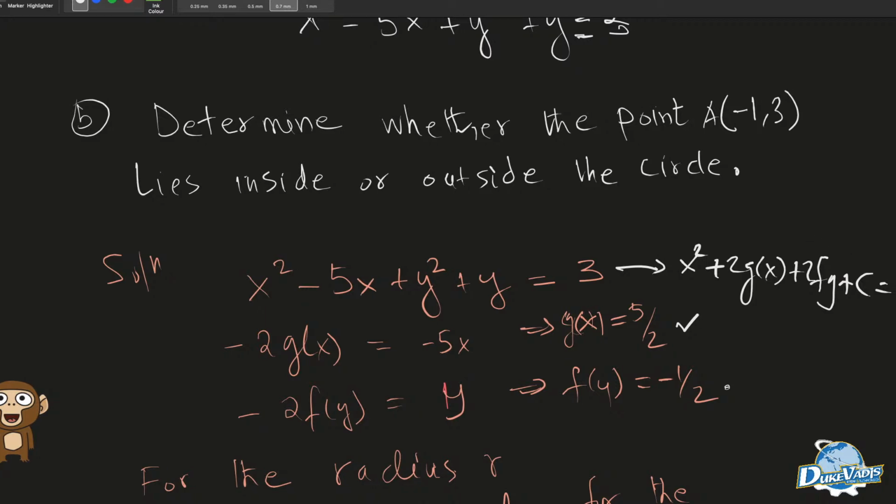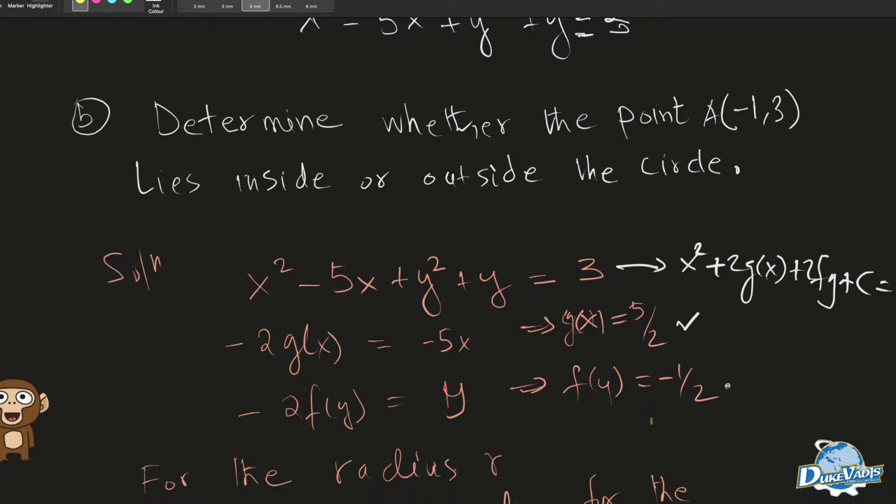Now that's beautiful. If we look at this one as well, we say 2fy, then we'll compare it to the y here. So y here, we make f the subject, then we're going to get f equals a half. So that means our center coordinate is 5 over 2 and negative half.